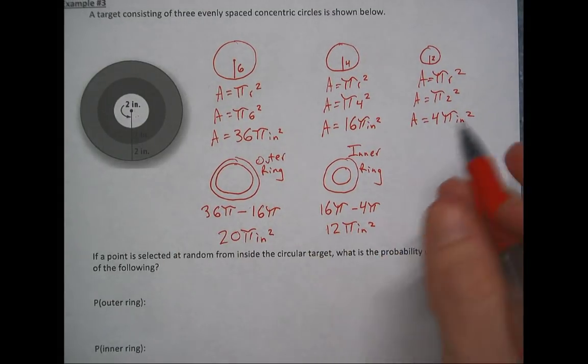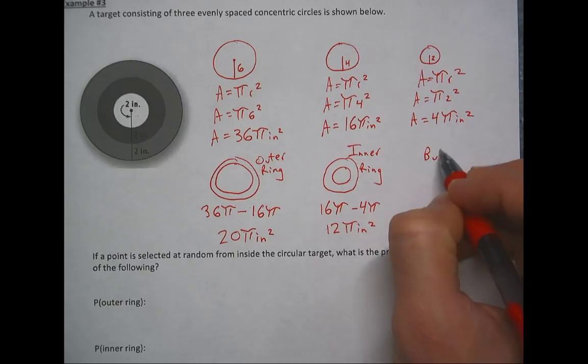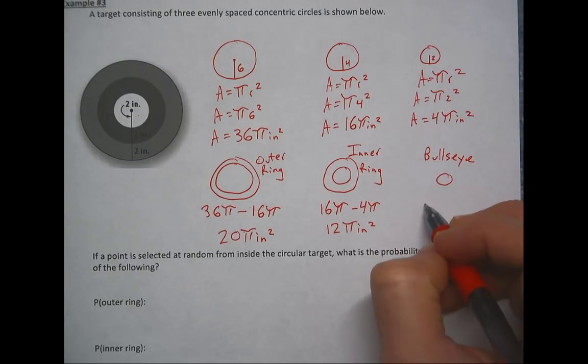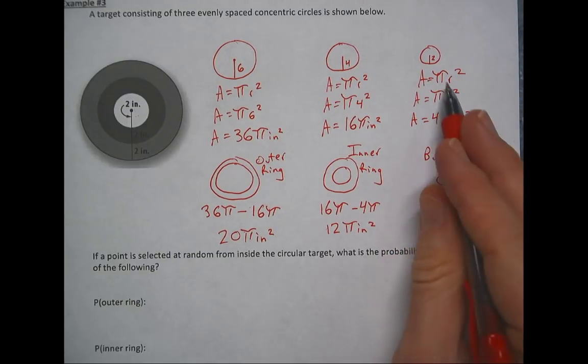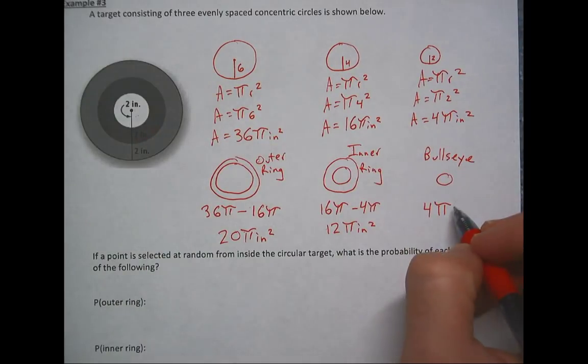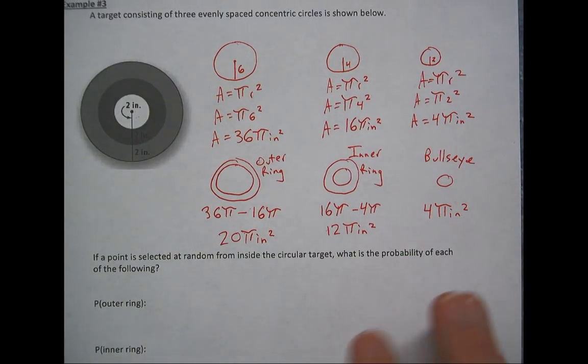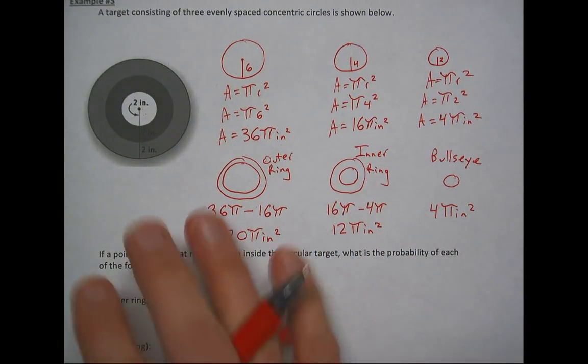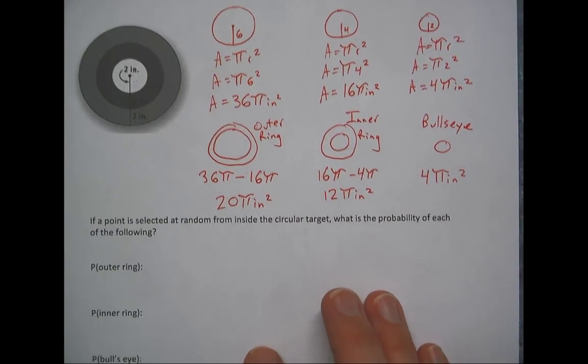And the bullseye we already know, but we can write it here so it all matches up. Your bullseye is 4 pi, and that's just from right here. The bullseye is that circle. So do I have to write it again? No, but just to make this all even. So we've got the 3 full circles, and now we've got the rings and the bullseye. We've got all the information we need now. We can start setting up these ratios.